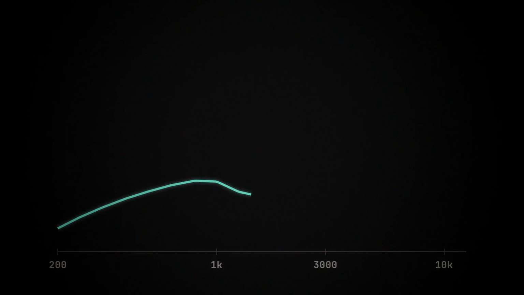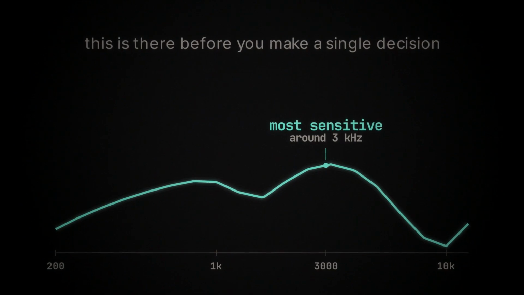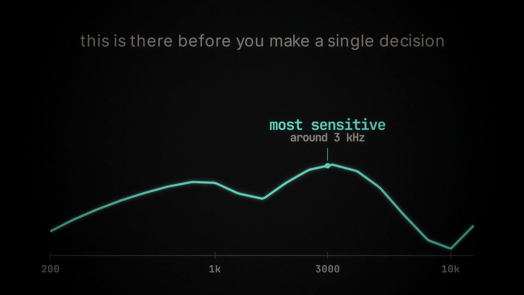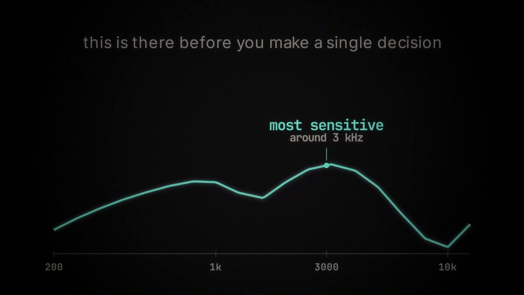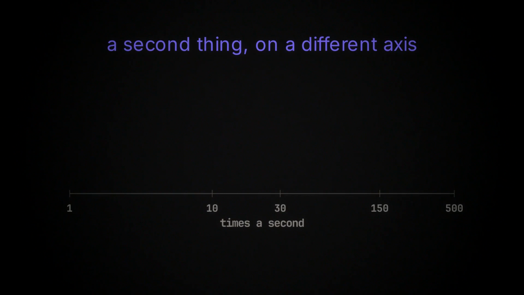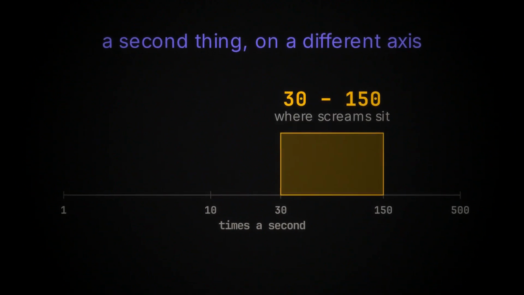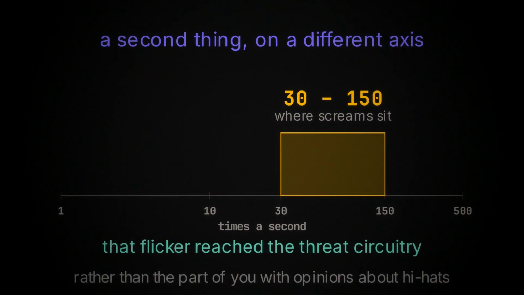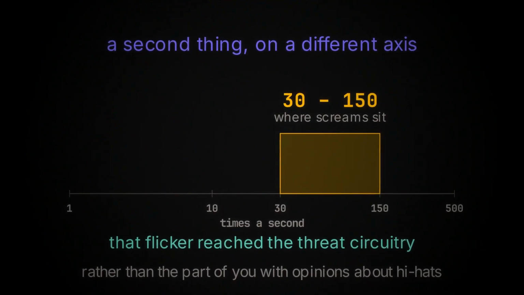Your ears aren't badly made. That lift around 3 kHz is the shape of your own ear and ear canal, and it's there before you've made a single decision. There's a second thing your alarm system tracks, and it's speed. Screams sit in a particular flicker rate, somewhere between 30 and 150 times a second. In the study that measured it, that flicker reads the fear circuitry, rather than the part of you that has opinions about hi-hats.